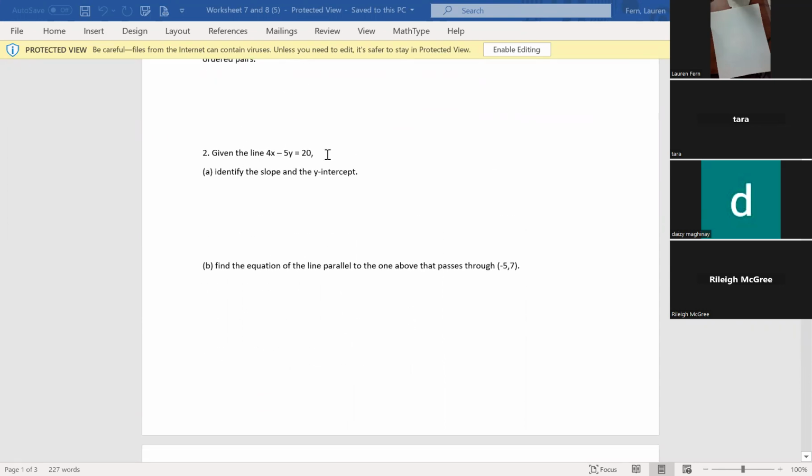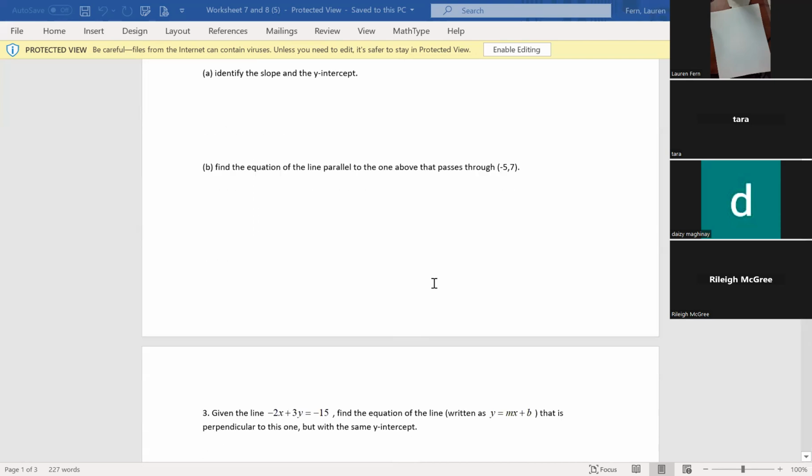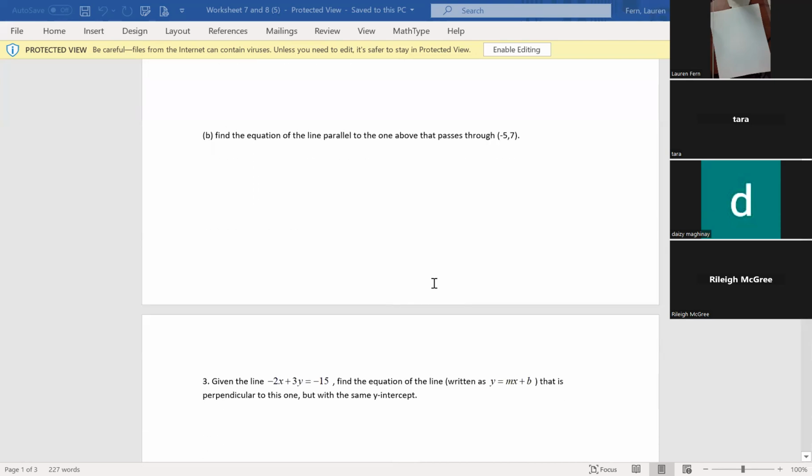Here you're given an equation. What's the niftiest way to find the slope and y-intercept when you have an equation in this form? Good, solve it for y. You can just read right off your slope and your y-intercept. And then this asks you to find an equation of a line parallel to it. What do we know about parallel lines? Same slope, beautiful.